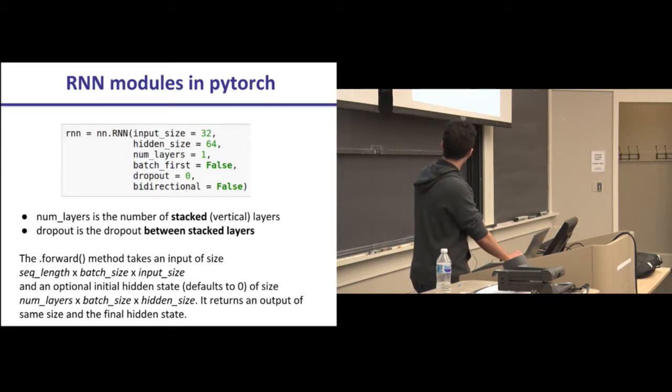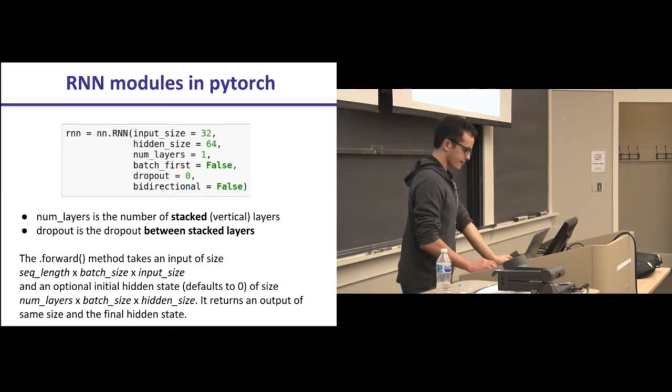And in the end, it's going to return both the outputs, with a shape similar to the inputs, and the hidden state at the last step.